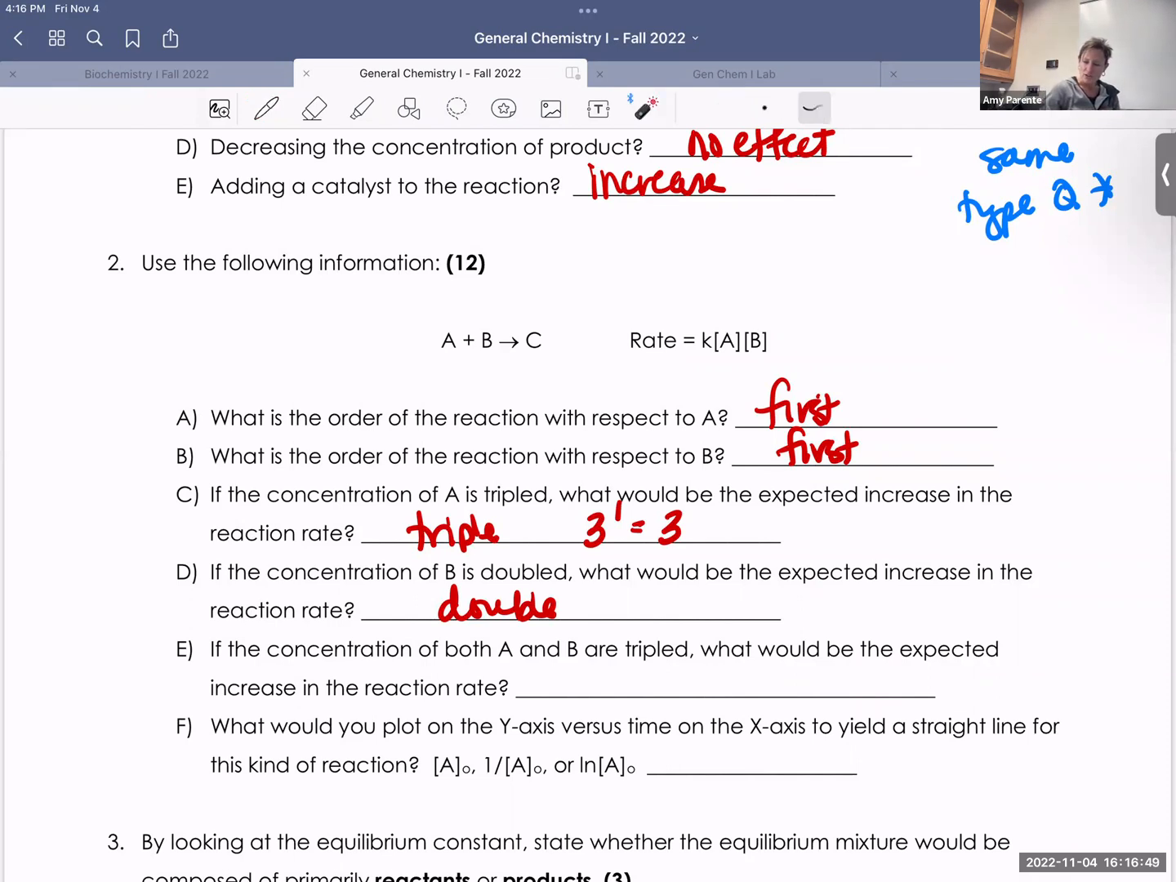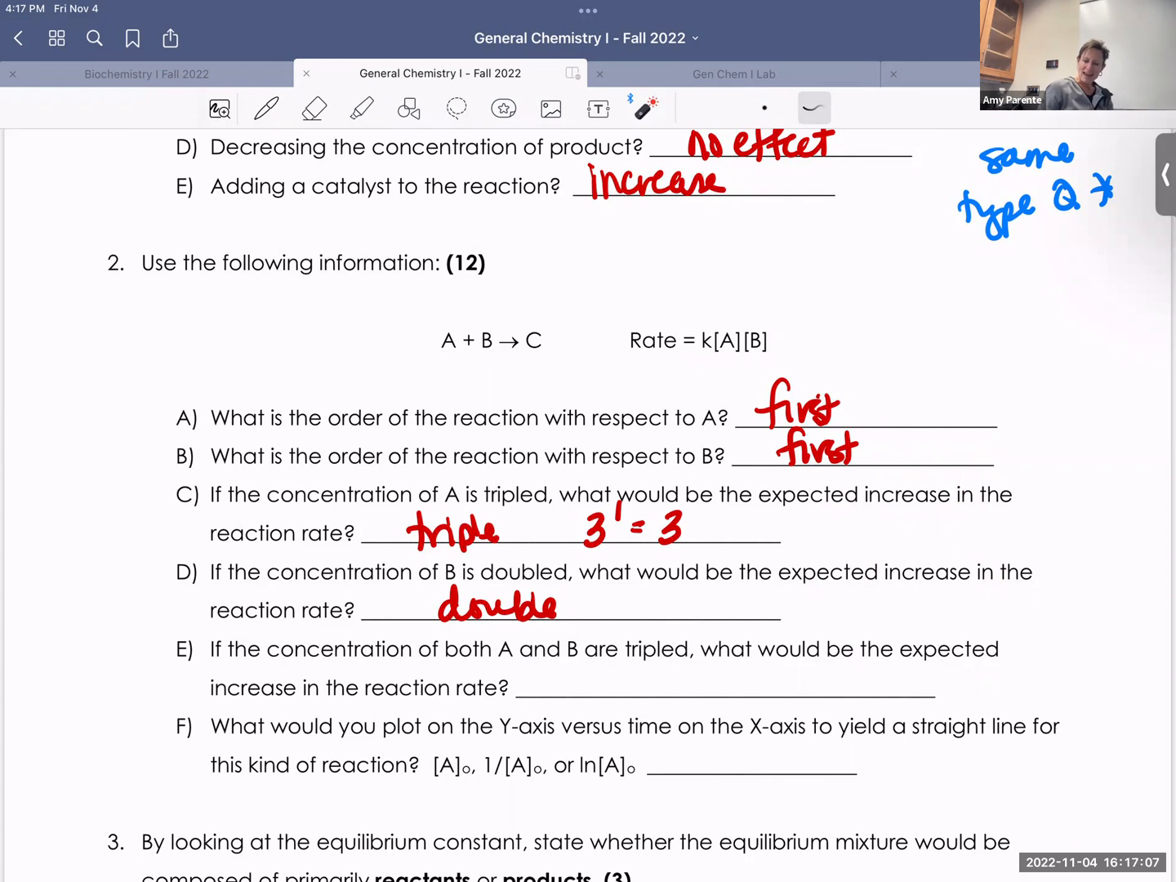So notice here that because we have numbers that are greater than 1, I can talk about the increase in the reaction rate. Keep in mind that it's likely that you're going to see this wording be, what's the change in the reaction rate? Because if you decrease the concentration of something, you're going to slow the reaction down.